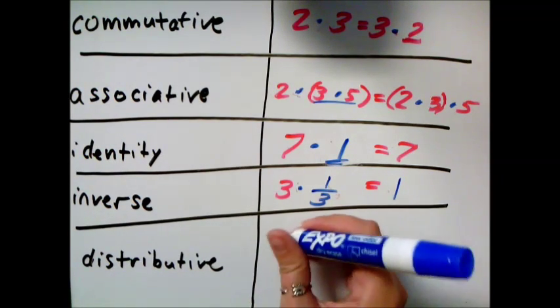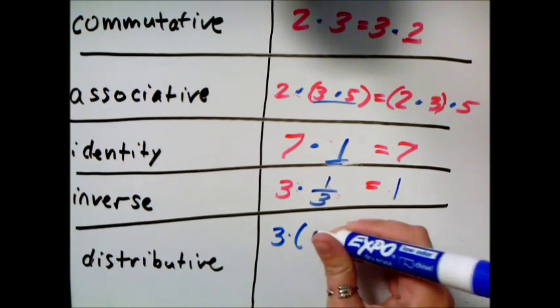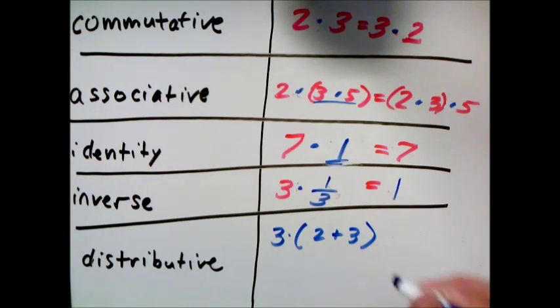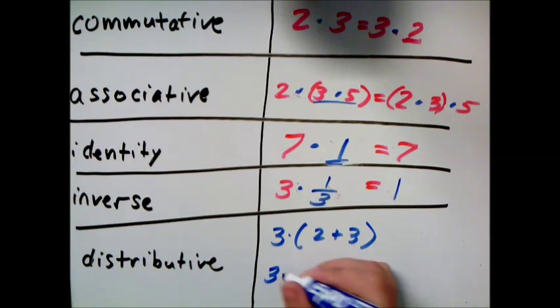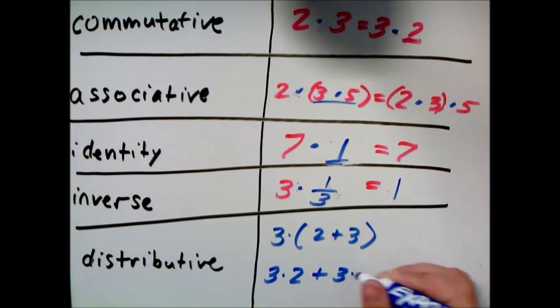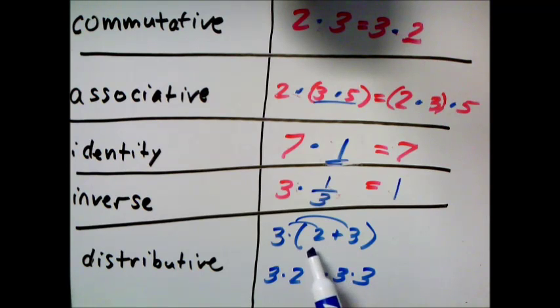Distributive is the only one that mixes multiplication and addition. So let's say 3 times (2 plus 3). They're saying that's the same as multiplying 3 by everything inside the parentheses. Notice if I did it in different order, this says 3 times 5, so 15. If I do it this way, this is 6 plus 9, so also 15. So distributive is that I multiply to both things in the parentheses if they're added.